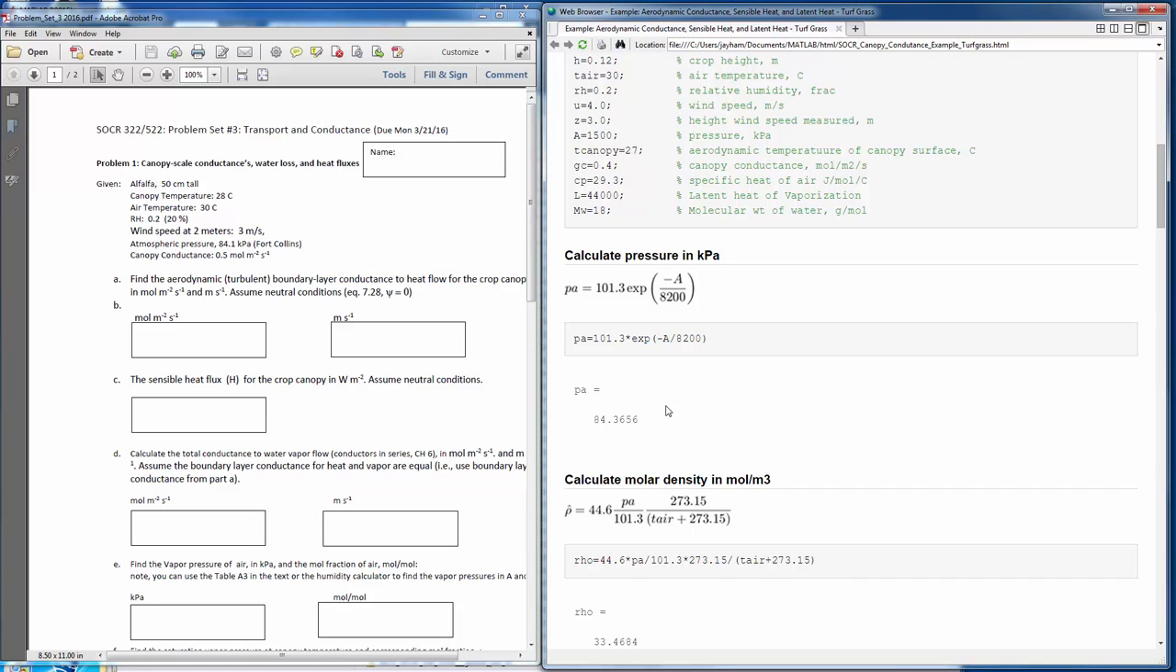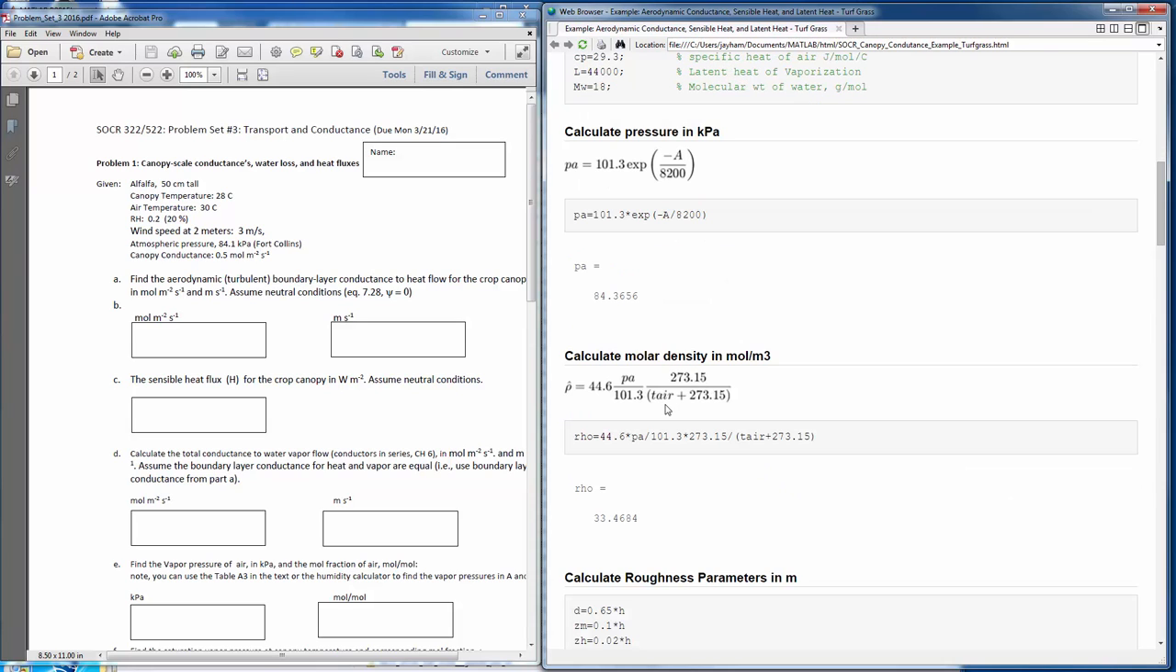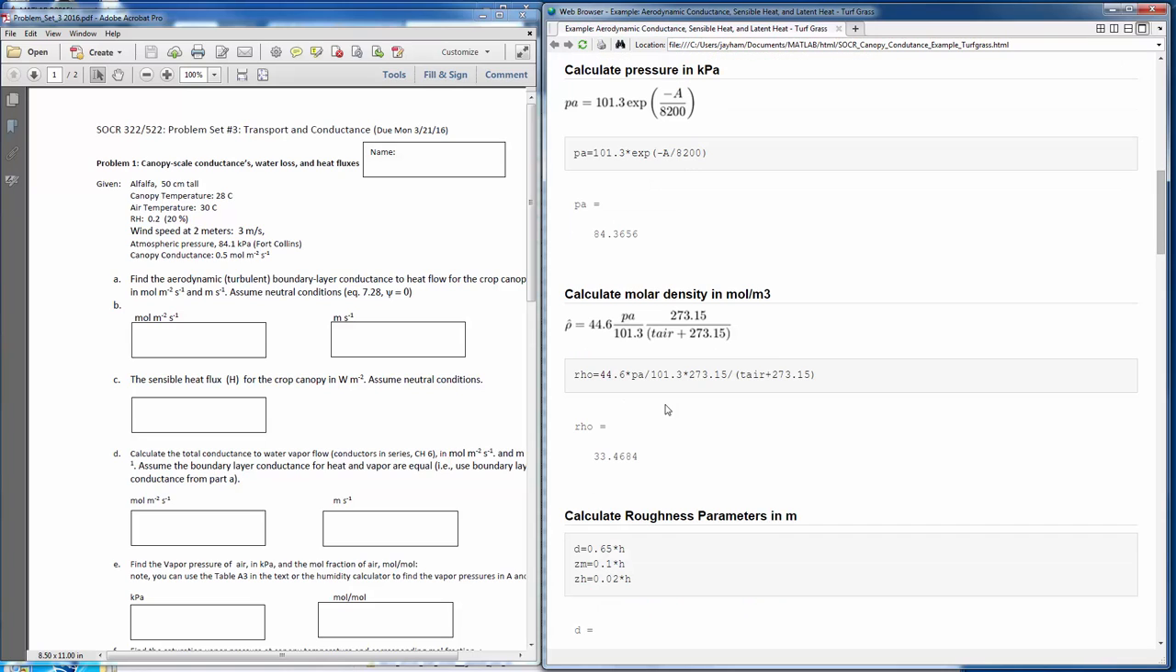Another parameter I'm going to need to calculate this aerodynamic turbulent boundary layer conductance is the molar density of air. And that formula is in chapter 3 of the textbook. Here it is shown again. You need the atmospheric pressure, PA, and you need the air temperature. And we're converting it here in degrees Kelvin. This is basically a re-expression of the Boyle-Charles law.